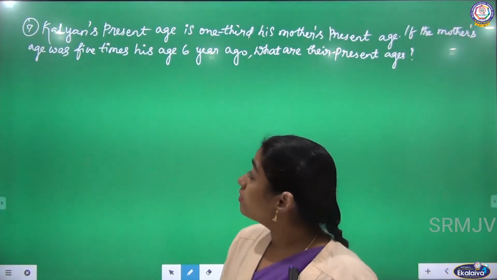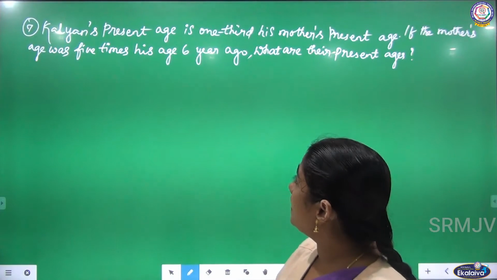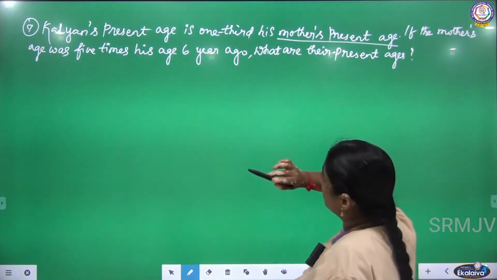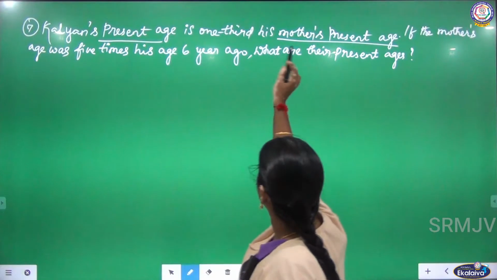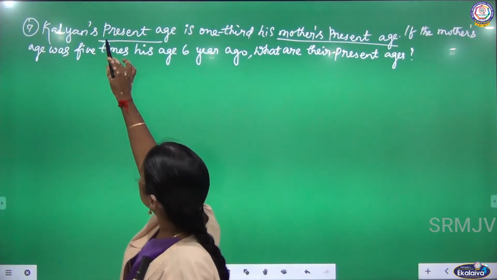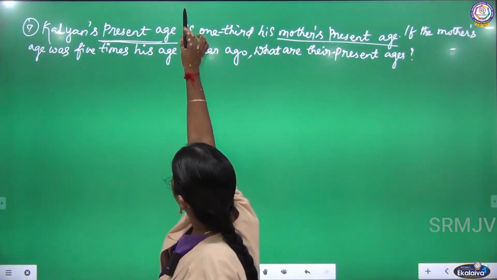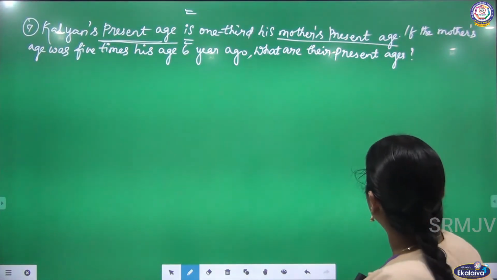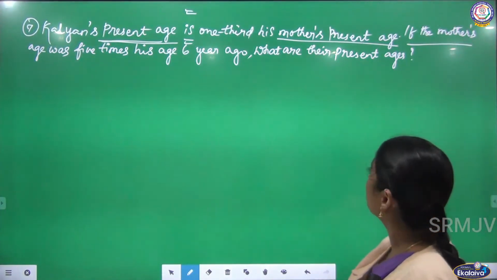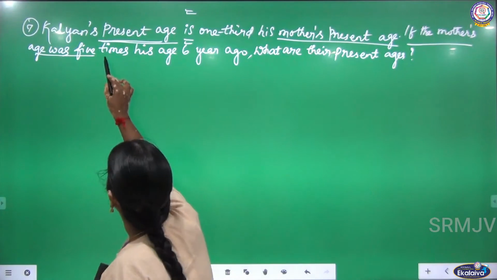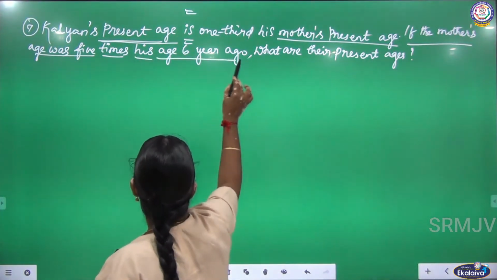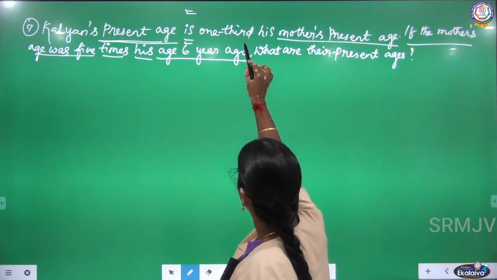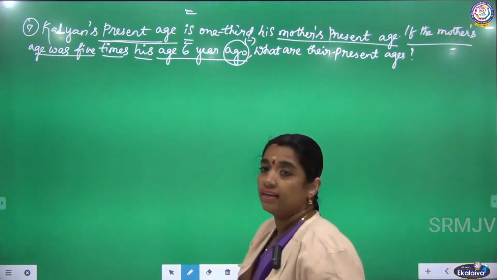Listen. Kalyan's present age is 1/3 of mother's present age. They didn't say Kalyan's age as well as the mother's age, but what they are saying is that Kalyan's present age is equal to 1/3 of mother's present age. Next, what they have given is that the mother's age was 5 times his age 6 years ago. 6 years ago means what? Minus. Okay. Here in the ago, which is what? Minus. Can you clear this?